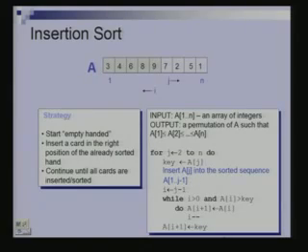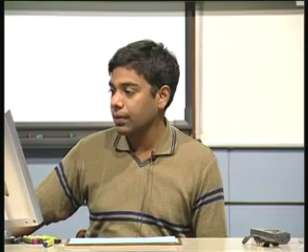So you can all implement it. Maybe you would have implemented it in a slightly different way. That would give you a different program, right? But the algorithm is essentially the same. You are going to find the right place for the element and insert it there. And now let's try and analyze this algorithm.